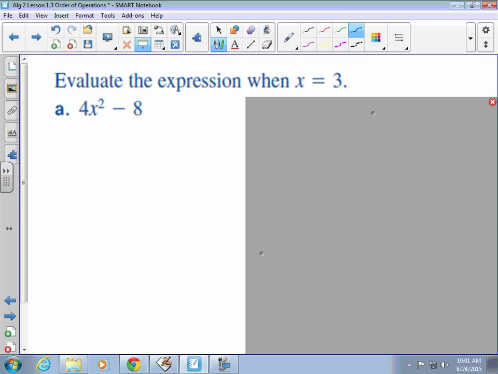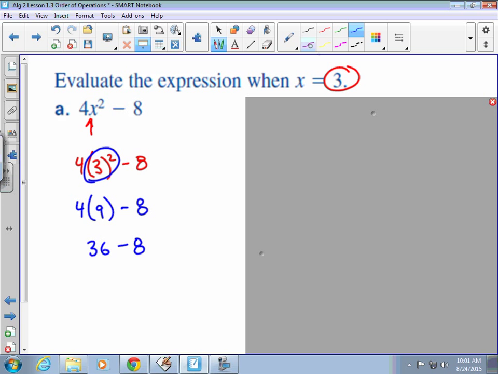4x squared minus 8. First thing you're going to do is in place of x, you're going to plug in 3. So 4 times 3 squared minus 8. Before you do multiplication, you have to do the exponent. So you have to square 3. 3 squared is 9, not 3 times 2. It's 3 times 3. Remember that. So now we have 4 times 9 minus 8. 4 times 9 is 36. And then do 36 minus 8, and you get 28 for that one.